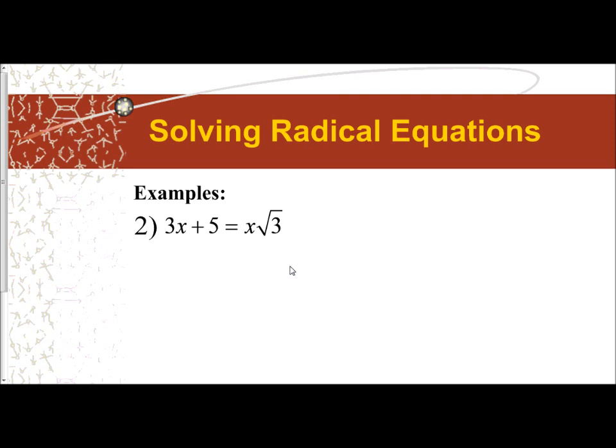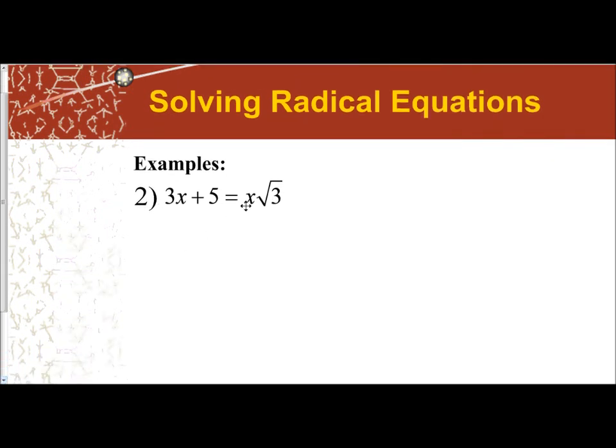3x plus 5 equals x square root of 3. And so I notice here I have a variable on 2 separate sides of the equation. Granted, one of the variables is the coefficient for the radical. That's fine. But the bottom line is we always try and move the variables to the same side. And so we're going to do that here as well.